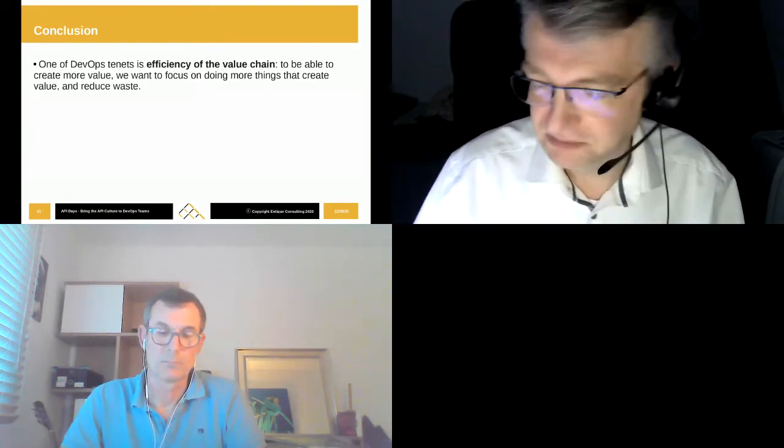So as a conclusion to this short presentation, one of the DevOps tenets is really the efficiency of the value chain. What we want is constant creation of value without spending time doing things that are not bringing value, basically. So we call them waste, okay? And we don't want to do wasteful things. We want to do creative things. We want to spend our time doing things that create value. And by automation, through APIs, we buy ourselves the time to be able to do this.